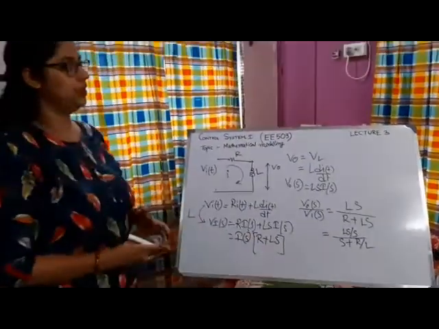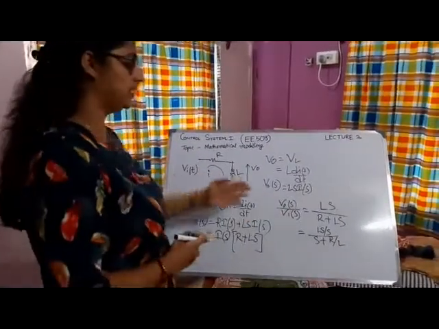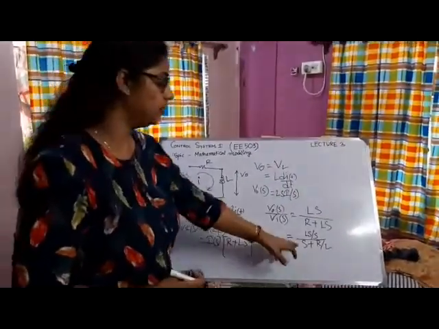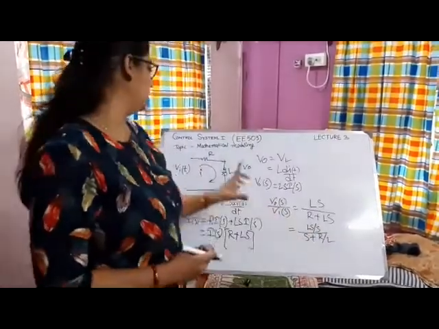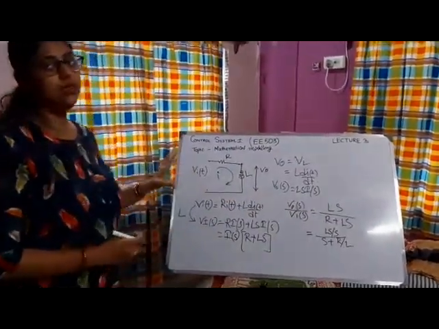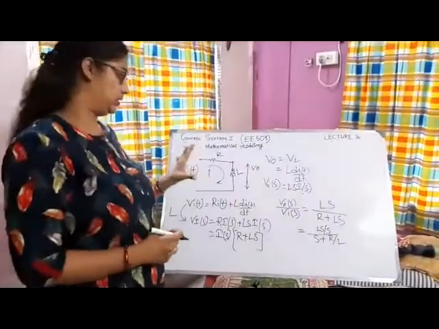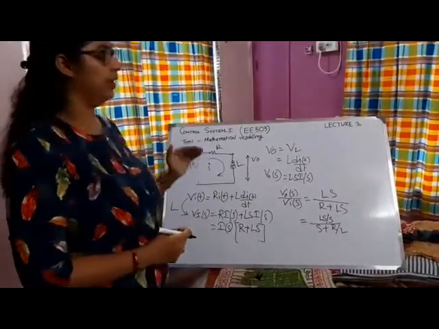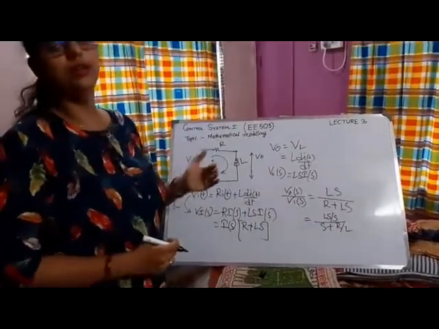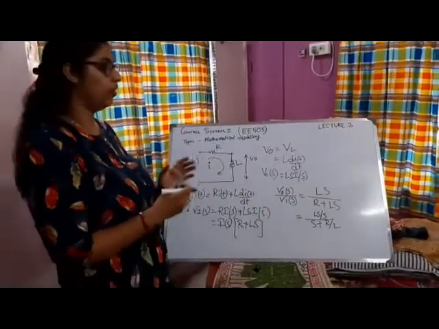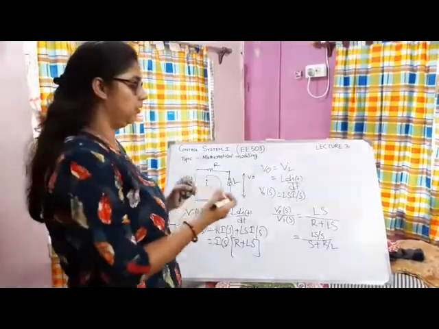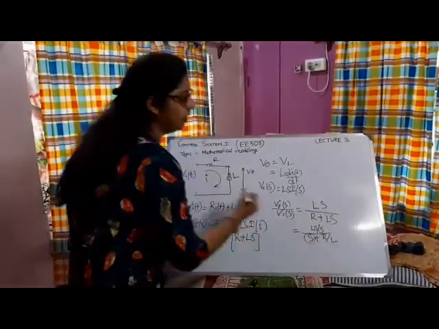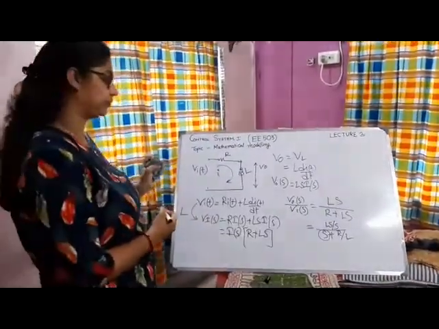This is the transfer function of the given circuit, and in this equation the highest power of s in the denominator is 1. That means this given circuit is a first order circuit. So from this we can determine the order of the system, and the order of the system is represented by the highest degree of the denominator polynomial.